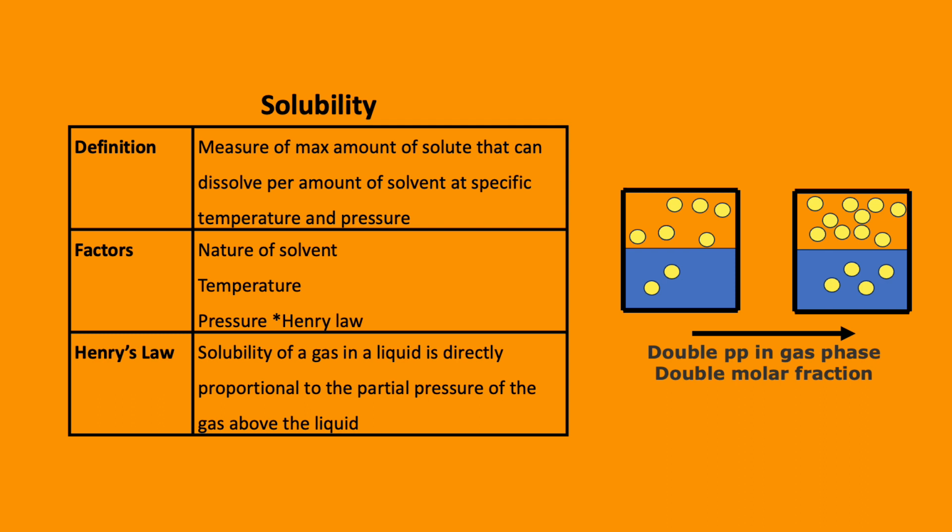The last topic we'll discuss is solubility, and this is a measure of how easy a solute can be dissolved into a solvent. This is affected by the nature of the solvent, the temperature and the pressure, which involves Henry's law.